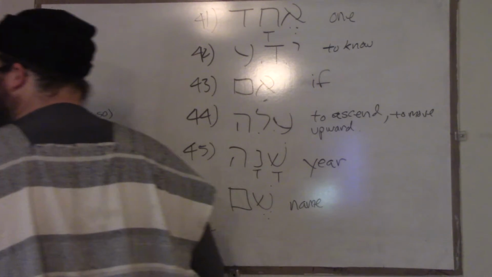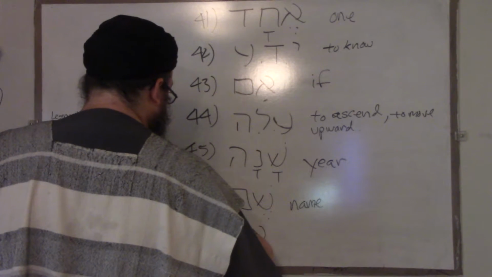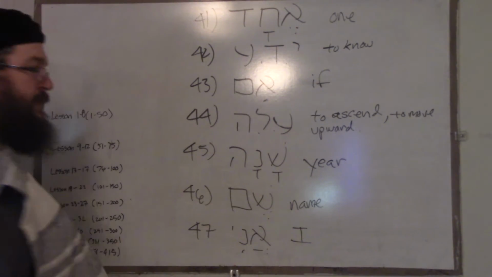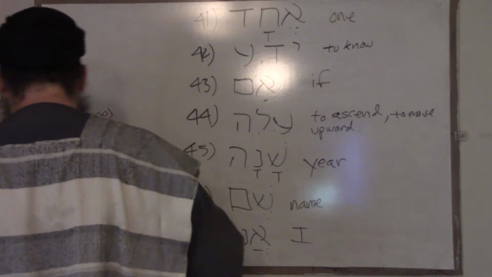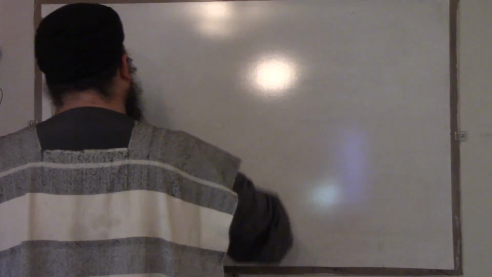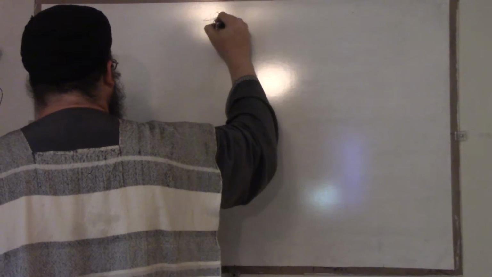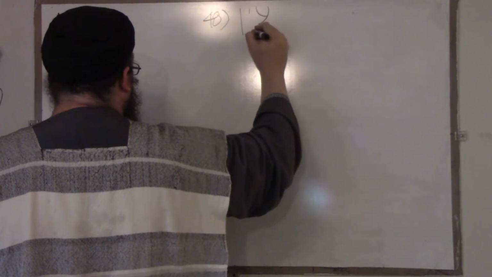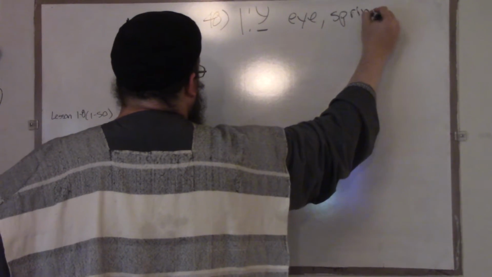47, we have the word ani, which is the word for I, and myself, ani. And then we have 48. And in 48 we have the word ayin, which is the word for eye, also the word for spring. Okay?